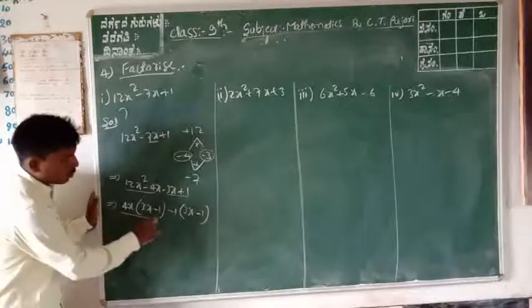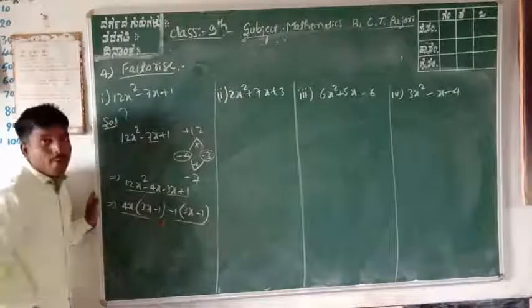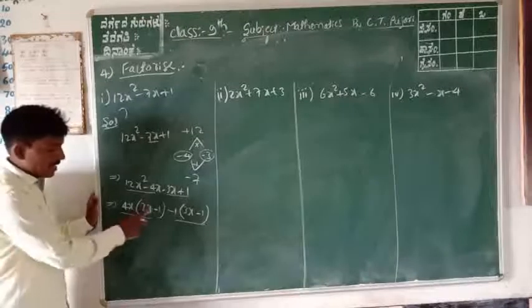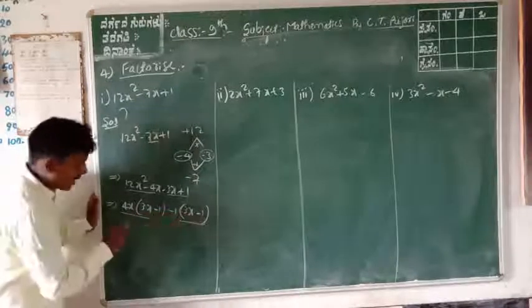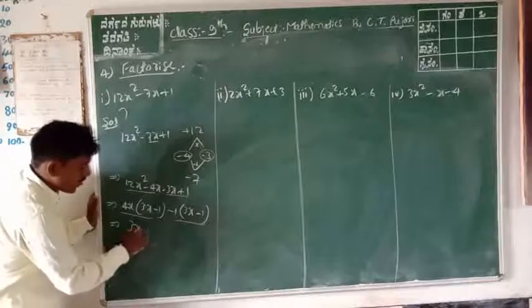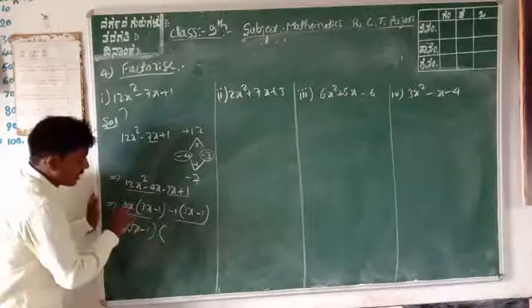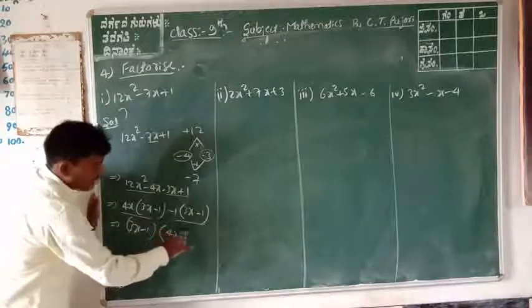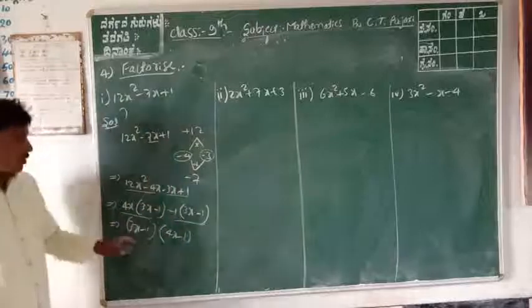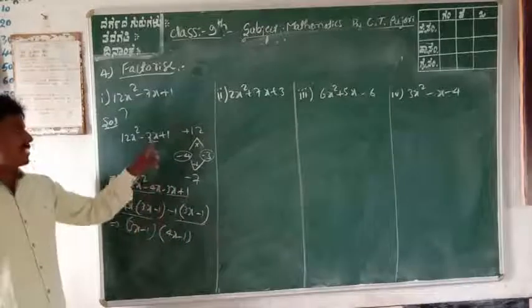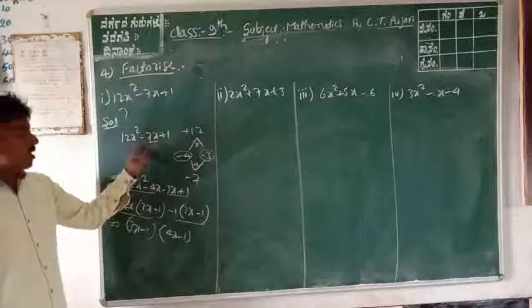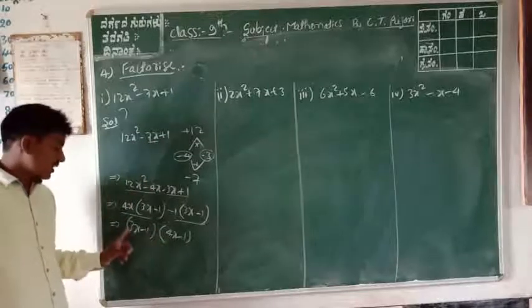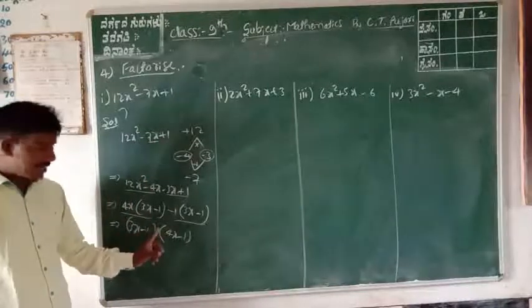Again, these two groups are here. In these two groups, which one is common? 3x minus 1. Take 3x minus 1 outside. Next one is what? 4x minus 1. Therefore, these two are factors of this polynomial. This polynomial has two factors. The first factor is 3x minus 1, the second one is 4x minus 1.